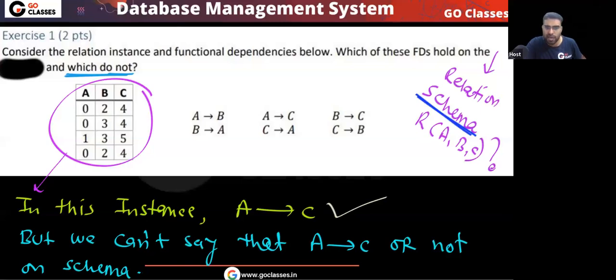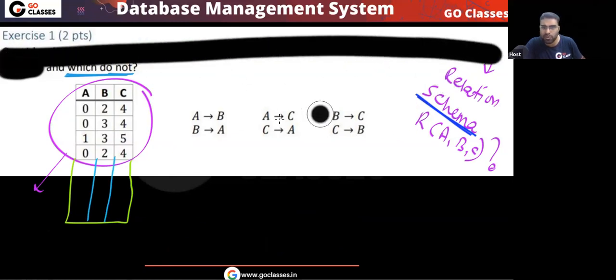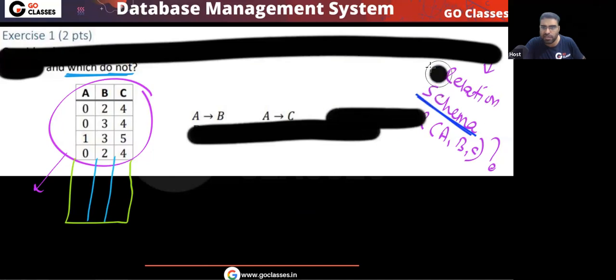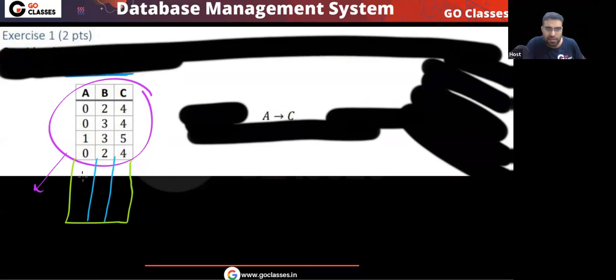Please tell me. On the schema I cannot say, because what can happen? It is possible that on some other day this type of entry comes. Some more entries come, and let's assume this type of situation happens that the value of A is 0 and the value of C is, let's assume, 5. The value of A is 1, the value of C is, let's assume, 6. Is this clear?